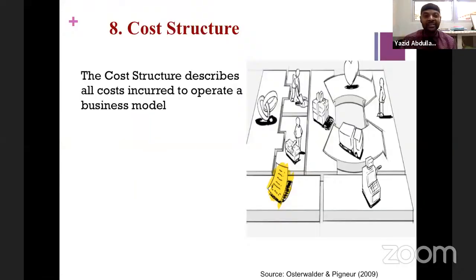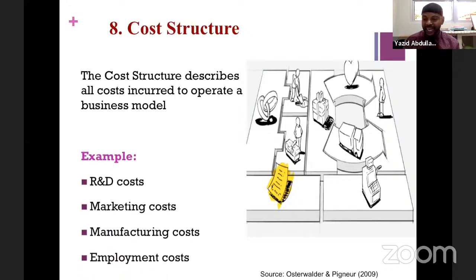The next one is the cost structure. Every business has certain costs to it. If you want to run a business, there are certain things you have to pay. These things include marketing costs to promote your business. If you manufacture a product, you have to pay manufacturing costs. If it's a company that does a lot of research, you have to pay for research. If you employ people, you have to pay their salary, so that's employment cost. So every business has what? Certain types of costs.